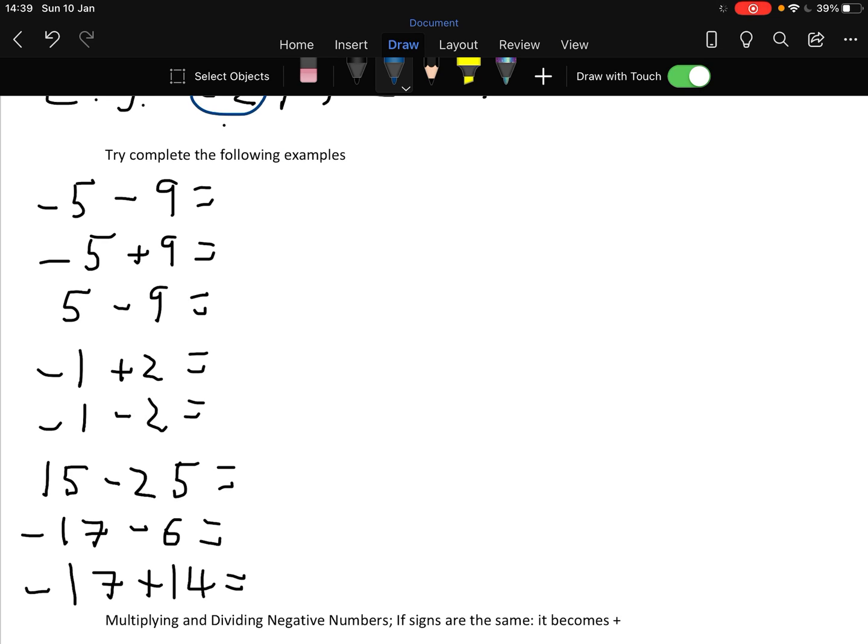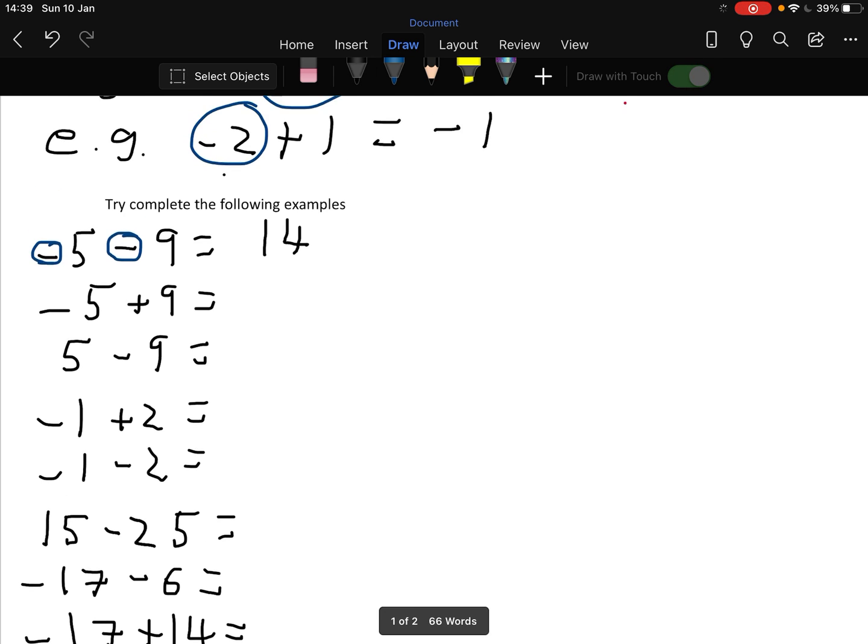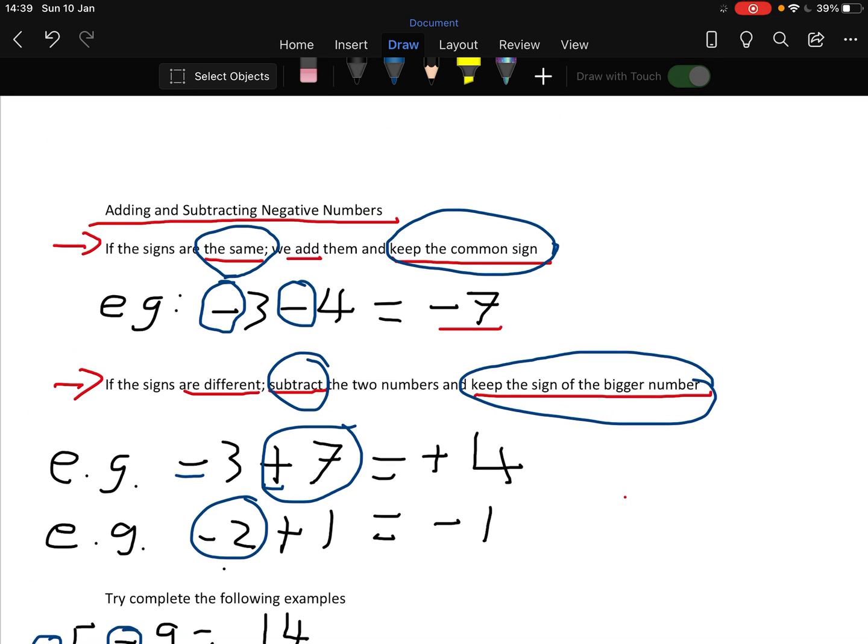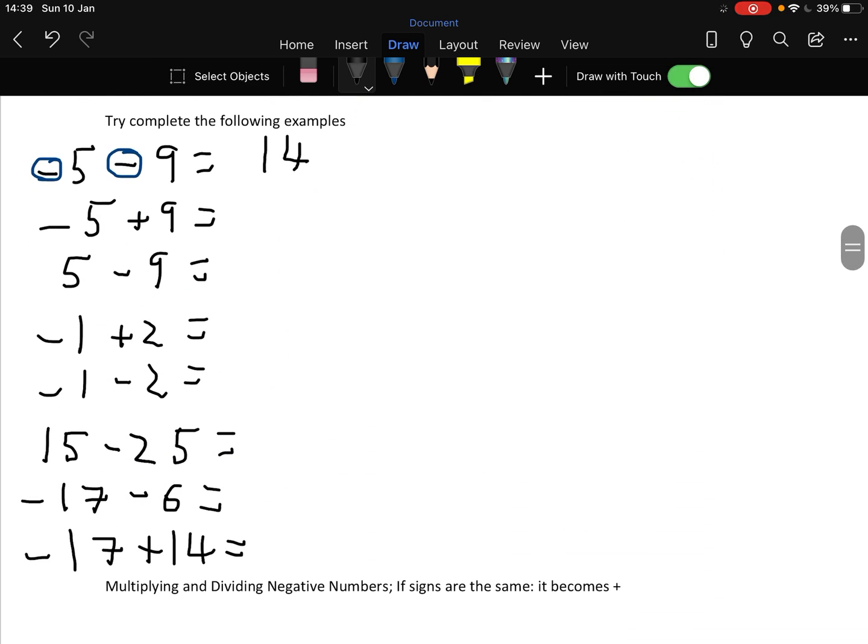Okay, right, so here we go. Let's look at the first one. The signs, are they the same? They're the same signs, you see, minus and minus. So we've got 2 minuses. So what does that mean? That means we add them together. So what does 5 plus 9 give us? 5 plus 9 will give us 14. Now look at what we said earlier. Are they the same? They are. Then we add them, and keep the common sign. So what's the common sign here? It's minus. So it's minus 14.